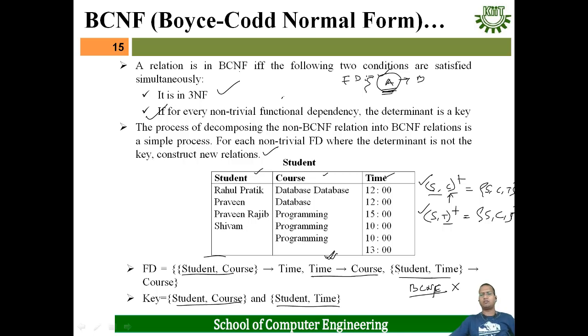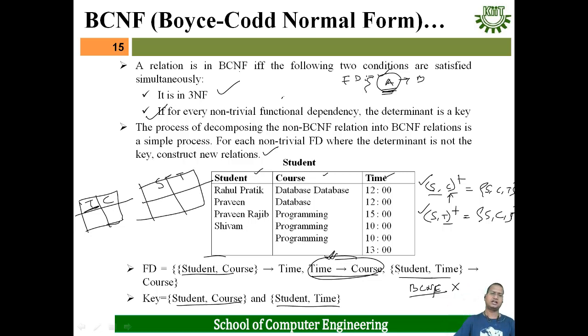Then to convert it from non-BCNF to BCNF, what we have to do: the functional dependency which is violating BCNF, that means this time determining course is violating here. That's why we have to create one table using time and course. Okay. And here time will be your primary key. And in the other table, except the course, all other attributes will be there, student and time.